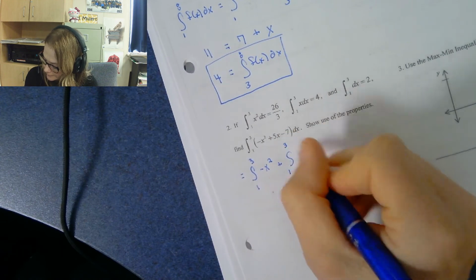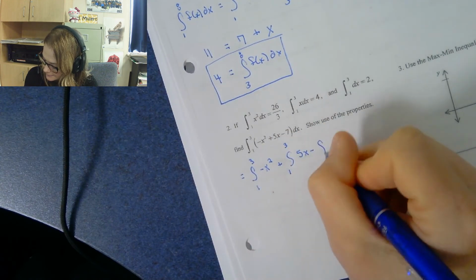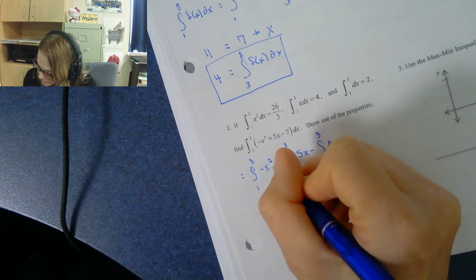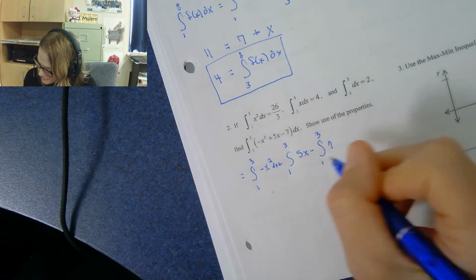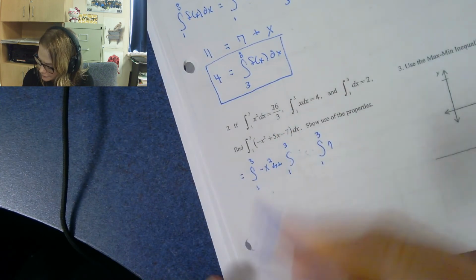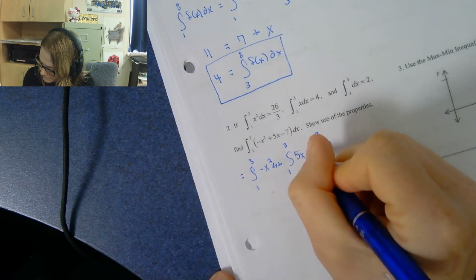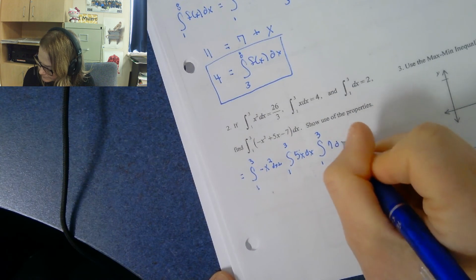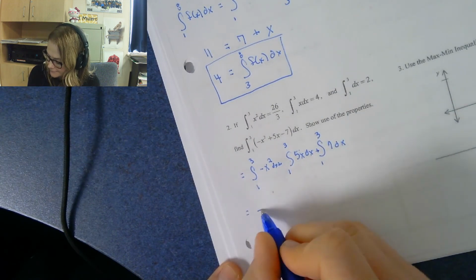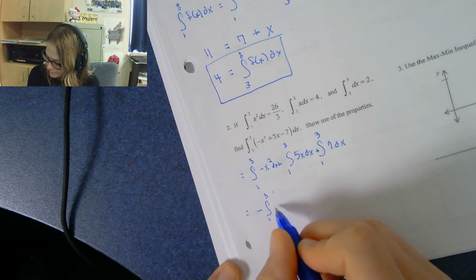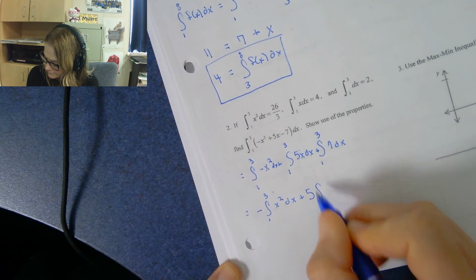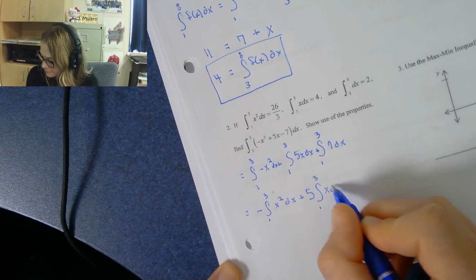All right, 1 to 3, 5x minus 1 to 3, 7. So I need to close my integrals here. dx, dx, and dx. Close each individual integral. Okay, so let's scale out the negative sign. Let's scale out the 5. And let's scale out the 7.